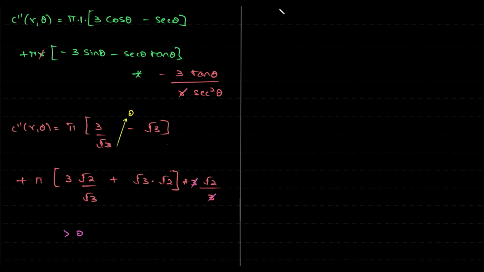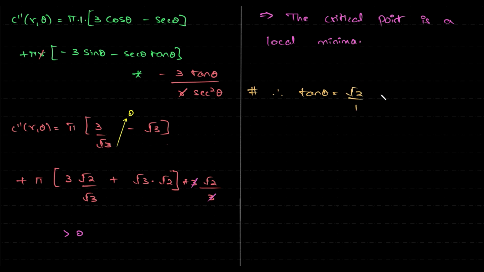And from this we can infer that, hope you guys remember, the critical point is a point of minimum. It's a local minimum. That's it. And so therefore tan theta, which is equal to root 2 by 1, which in turn is equal to opposite by this, therefore h is equal to root 2 into r, hence proved.